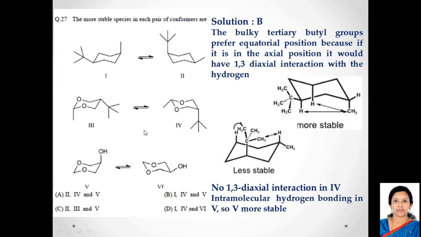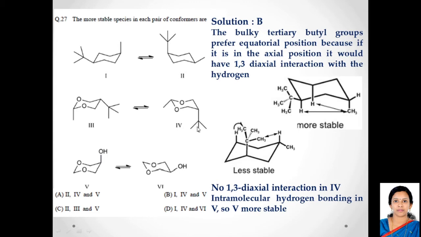Now let's look at the second pair. Again, let's see where we have diaxial interactions. Right here, see the methyl and the hydrogen, they can have a diaxial interaction. This methyl right here and here. The bulky tertiary group is on the equatorial position, so it cannot get involved in any 1,3 diaxial interactions.